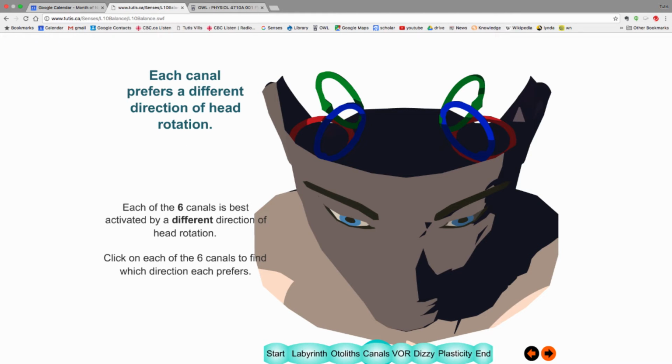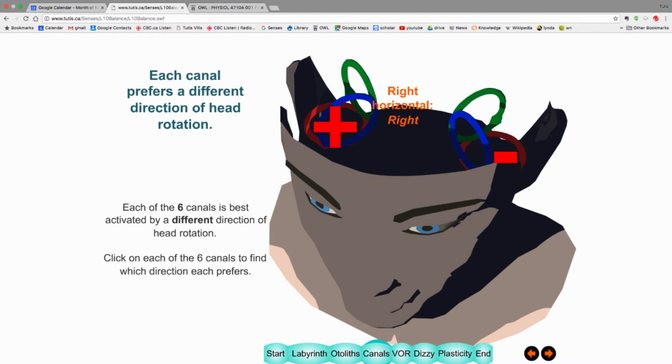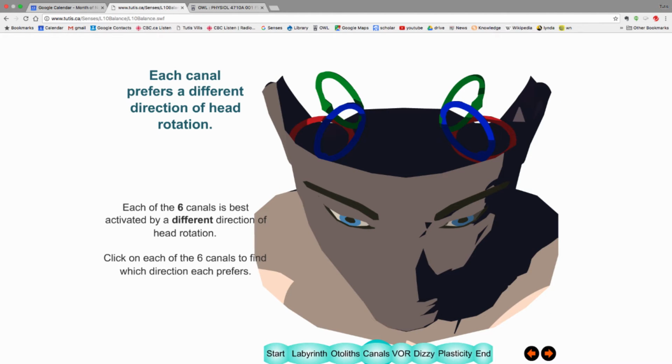Now, you can see here, I'm going to turn this guy to the left. I have to take its mirror image. I think it's turning to the left, yeah. So you're turning in the direction of the horizontal canal. So if I turn my head left, I increase the firing rate of hair cells in that canal. If I turn my head right, I increase the firing rate of the hair cells in the horizontal canal on the other side.